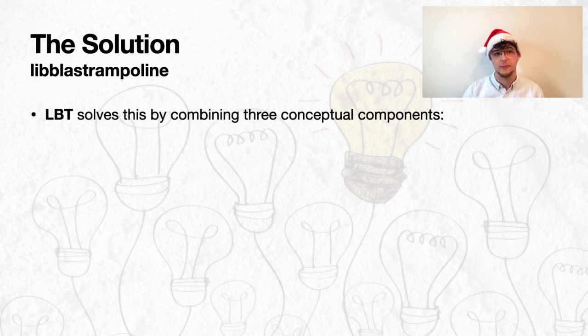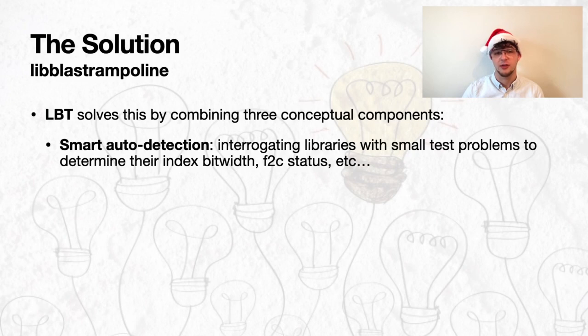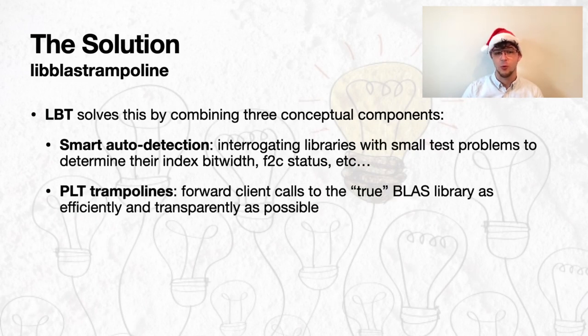three concepts. The first is smart auto-detection, where we're able to interrogate libraries with small test problems to determine their index bit width, their F2C status, etc. The second is PLT trampolines, where we can forward client calls to the true BLAS library as efficiently and transparently as possible. Side note, these PLT trampolines are exactly what's used by the operating system and libc to provide dynamic libraries in the first place.